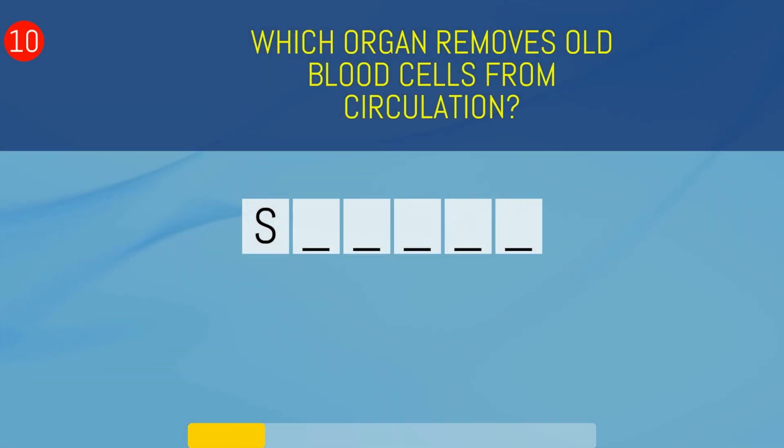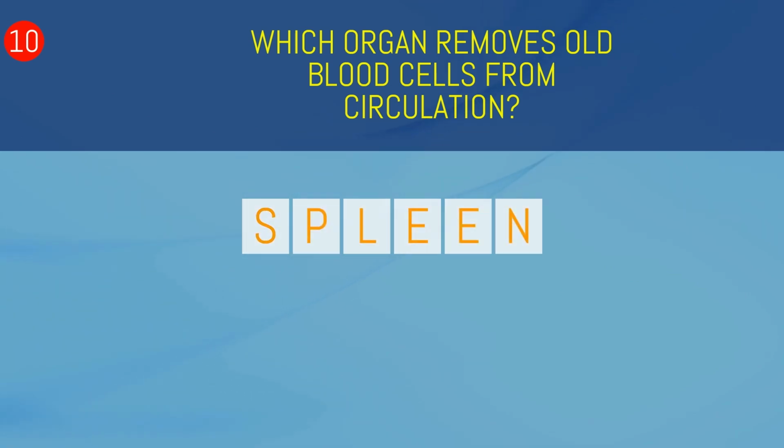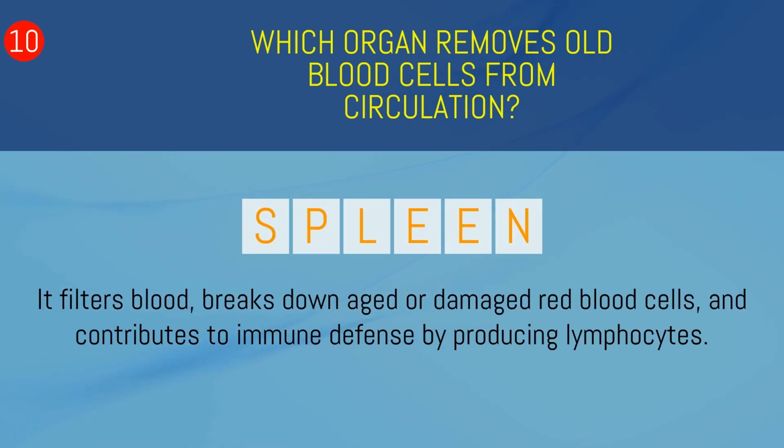Which organ removes old blood cells from circulation? Spleen. It filters blood and breaks down damaged red blood cells and contributes to immune defense by producing lymphocytes.